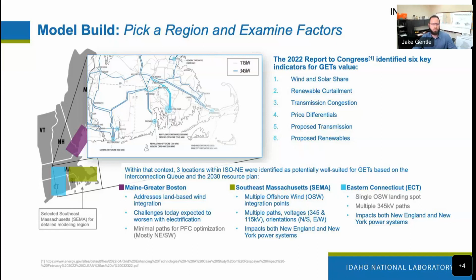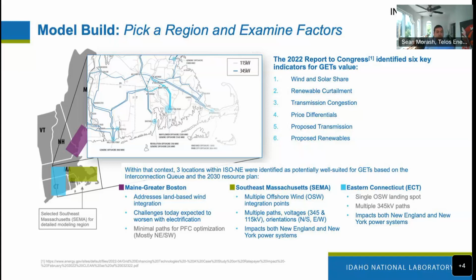Yeah, so this kind of pick a region type of thing for this analysis is kind of tricky because I think anywhere we look, and we look far enough into the future, we can talk ourselves into a problem, right? There's transmission constraints all over the place. But these 6 key indicators for GETS value from the report that was released a year ago, 18 months ago, was helpful as we refreshed, okay, how do we look for a spot where this stuff might matter, right? And so wind and solar, we're looking for curtailment, we're looking for congestion, we're looking for price differentials, really where there's a lot of activity.